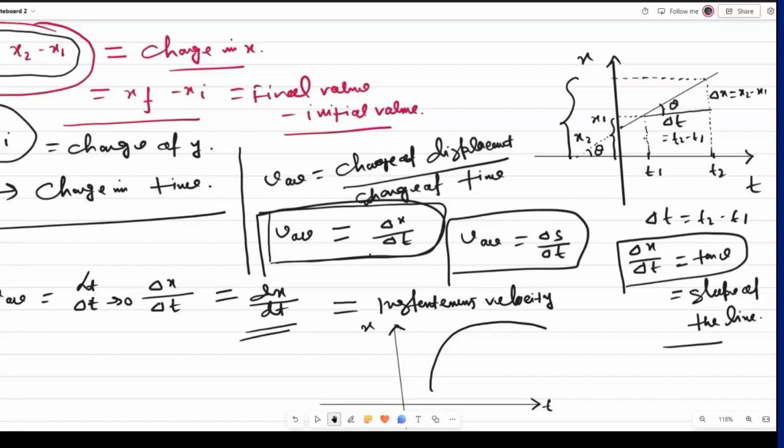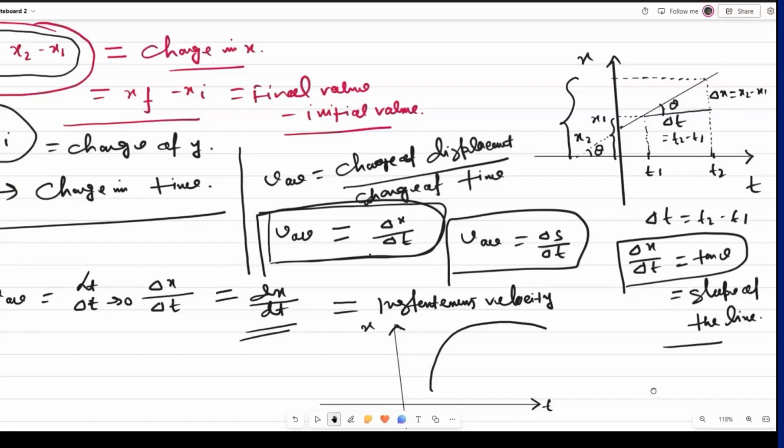The slope of the line, delta x by delta t, is tan theta, and that is equal to the average velocity. You might have seen it in junior classes 8, 9, 10. If you haven't seen it, don't worry. I just wanted to tell you why calculus is required for class 11 plus in CBSE or other boards. So here tan theta is delta x by delta t. It is the slope, and this is called average velocity.